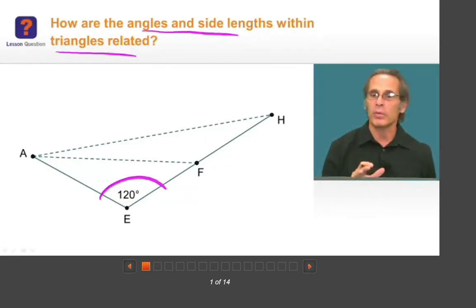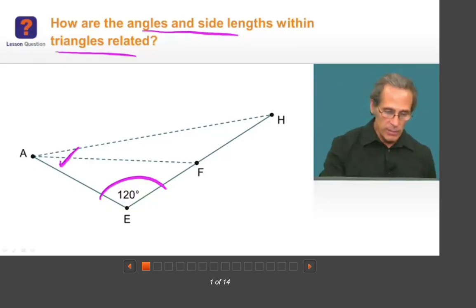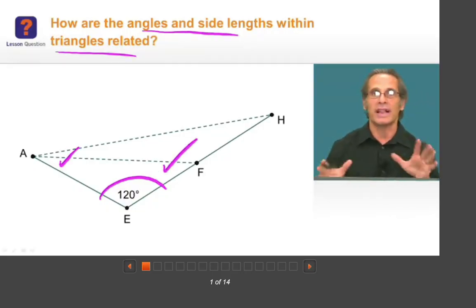Our goal in this segment is to learn how to examine the relationships between angles in a triangle and the classifications of the triangles.